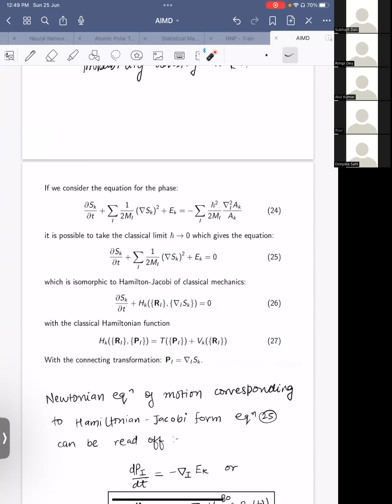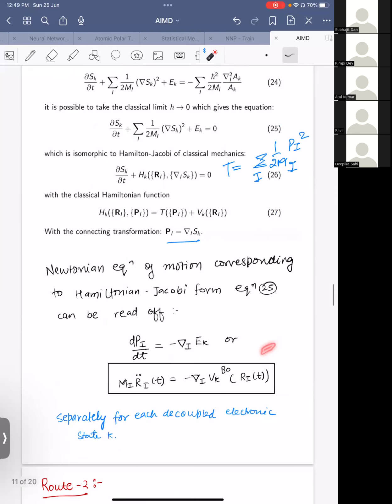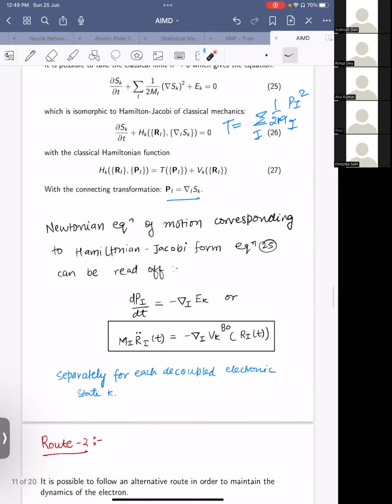So if we transform this, the kinetic energy is this, so this will be our momentum, and this will be our potential energy. The Newton equation of motion for this Hamilton-Jacobi equation is this. So this will be our Newton's equation of motion, which we have to solve for Born-Oppenheimer molecular dynamics. And as we are using the Born-Oppenheimer approximation, this is called Born-Oppenheimer molecular dynamics.